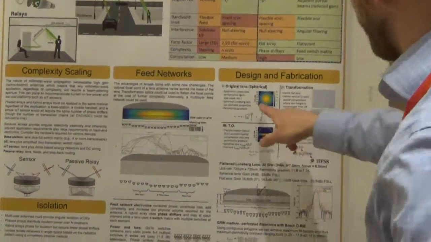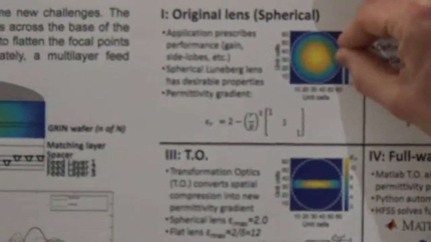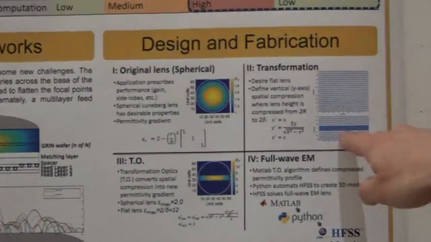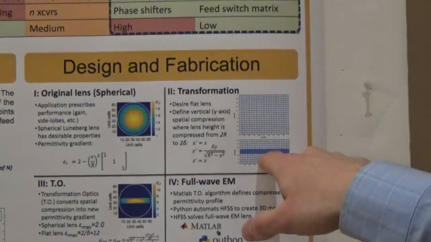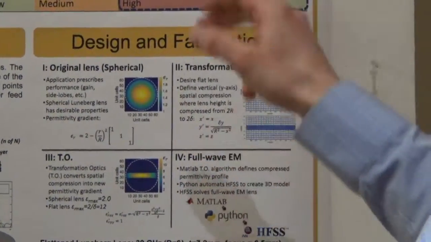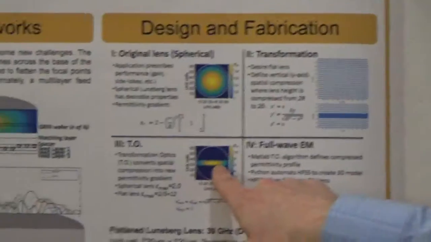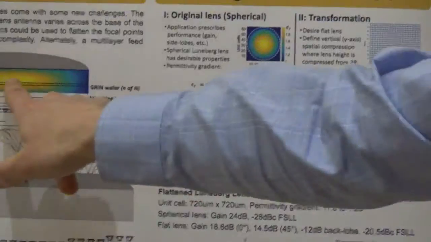And here I'm just actually saying that x is x and z is z, but y I'm going to compress it vertically. So this is my coordinate transformation. And I basically compute the Jacobian of this coordinate transformation. I crank it through the transformation on this algorithm, and out pops a new permittivity profile. And that's what you see over there.